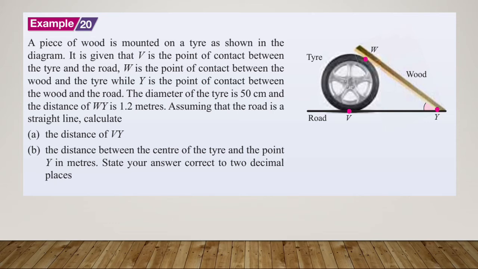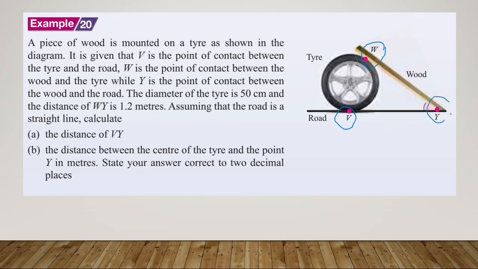It is given that V is a point of contact between the tire and the wood. So your V is here. W is the point of contact between the wood and the tire. This is a tire, W, wood and a tire. While Y is a point of contact between the wood and the rod.